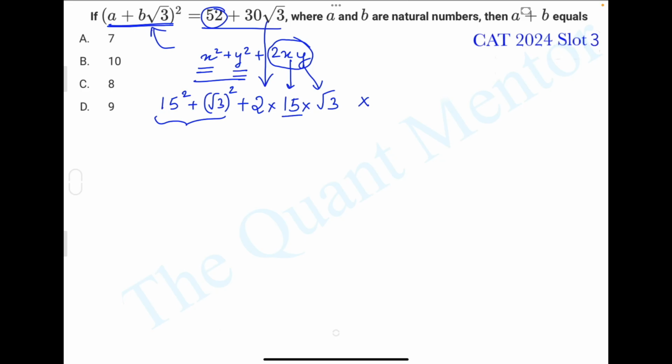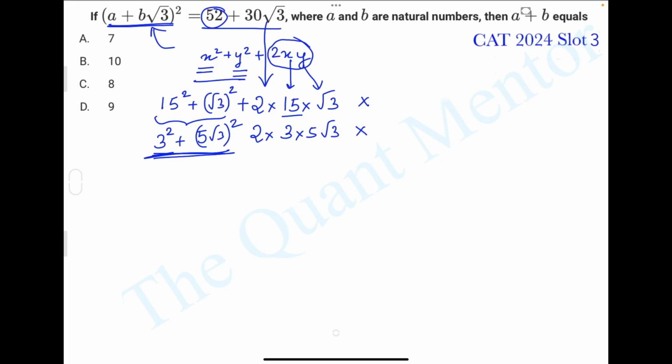We can try by splitting 15 as 3 into 5. So this could be 2 into 3 into 5 root 3. So x could be 3 and y could be 5 root 3. x square would be 3 square and y square would be (5 root 3) square. (5 root 3) square alone is 75, and with 9 it is 84. But we need this sum to be 52. So this distribution also is not correct.